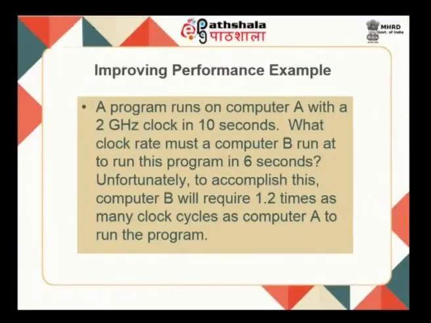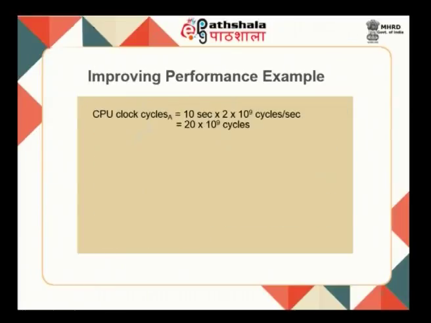So, if you have to calculate this, because the CPU execution time is a product of your clock cycle time and the total number of clock cycles, if you want to achieve this in lesser time, in order to accomplish this, computer B will require 1.2 times as many clock cycles as computer A to run the program.